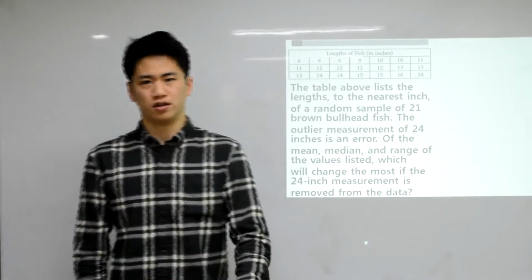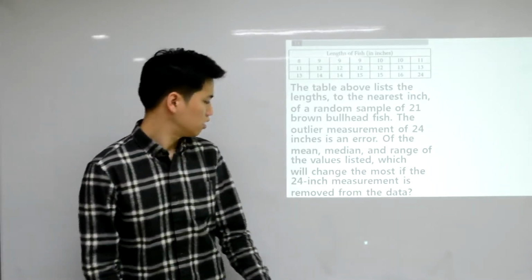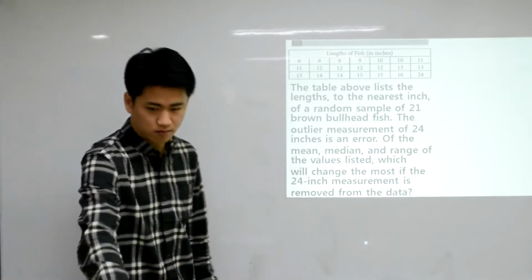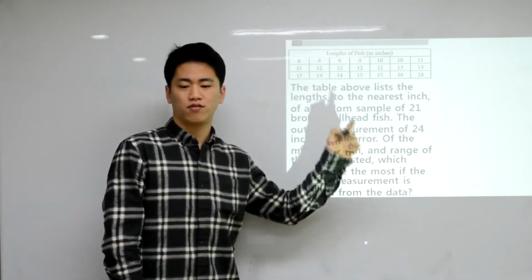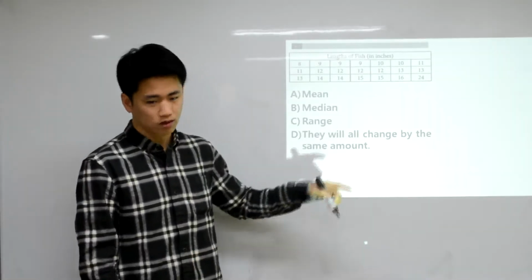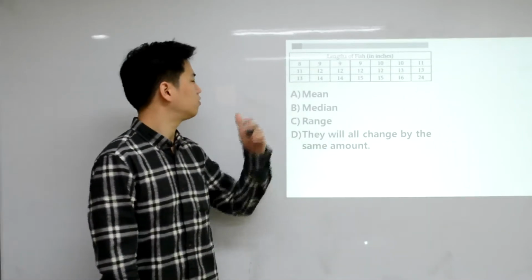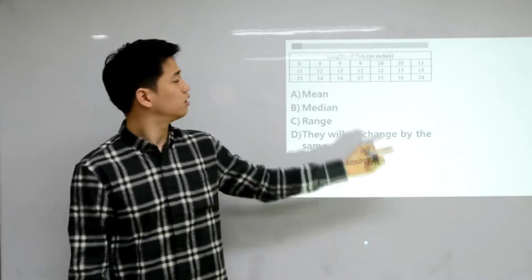Okay, so number 14 is a statistics question, and let's look at the question. It asks, of the mean, median, and range, which changes the most after the 24-inch measurement has been removed? So, looking at this table, let's start with the range.